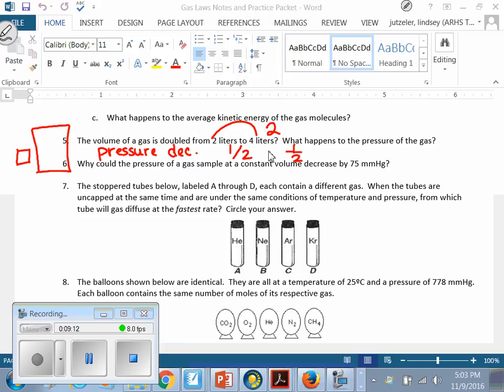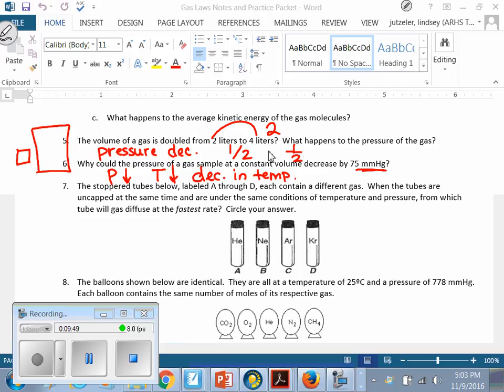Number 6. Why could the pressure of a gas sample at a constant volume decrease by 50 millimeters of mercury, by 75 millimeters of mercury? All right, volume is not going to change. How could the pressure decrease? Well, I know that pressure and temperature are directly related. If the pressure goes down, the temperature also had to go down. So if I decrease the temperature, that will decrease the pressure. So your answer here is a decrease in temperature.